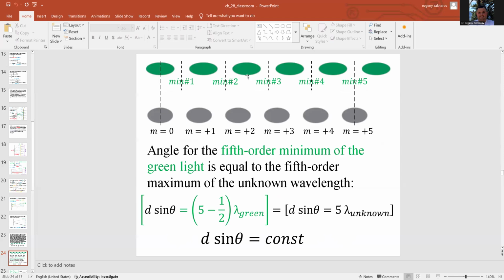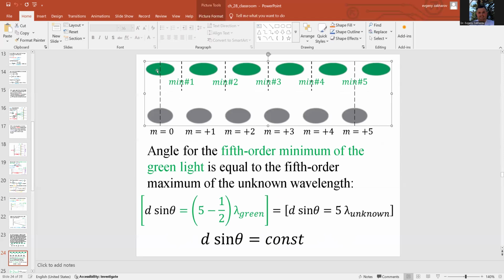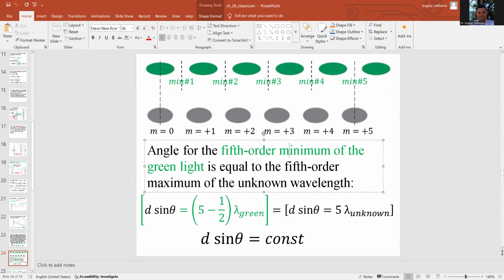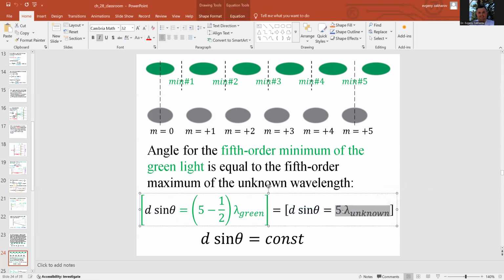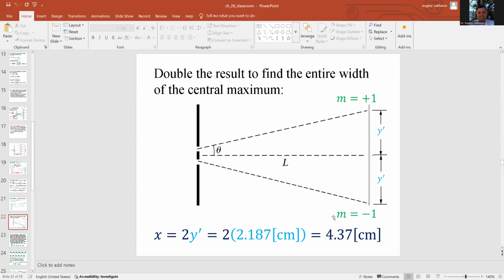Oh yeah, this is another diagram that even has a better explanation. So maximum, minimum, maximum, minimum, maximum, minimum, maximum, minimum, maximum, minimum. And in here, all the maxima are shown. So you can see that fifth maximum for the unknown light is the fifth minimum for the green light. And that's exactly what we're going to use for the formula. Angle for the fifth order minimum is equal to the fifth order maximum. And it's the d sine theta that is your 5 lambda for the maximum. Remember, that's the condition for the maximum.